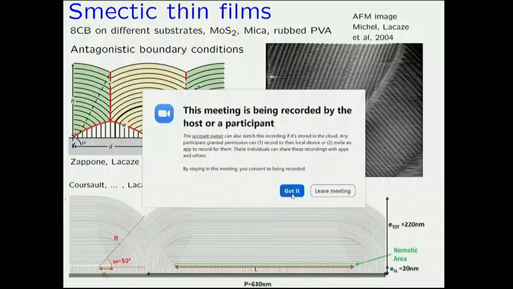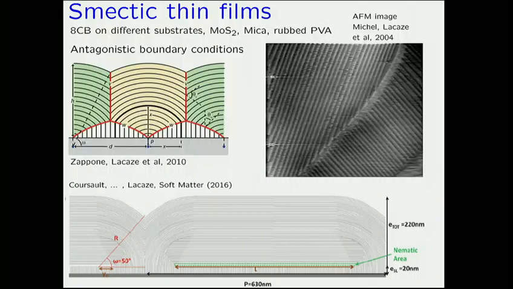For the last talk of this course, I'm going to talk about some more recent work on smectic thin films. So what you see here is 8CB, which is a particular liquid crystal, and it's poured onto a surface.